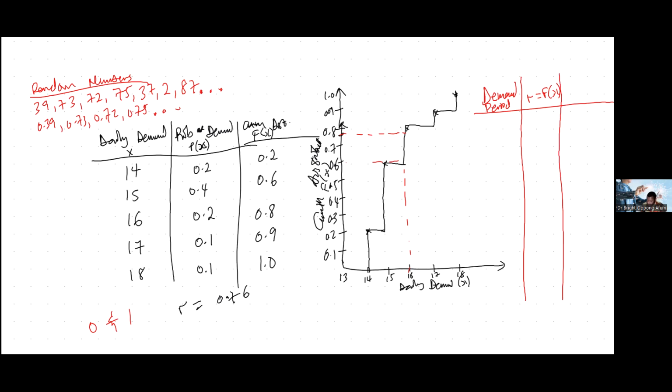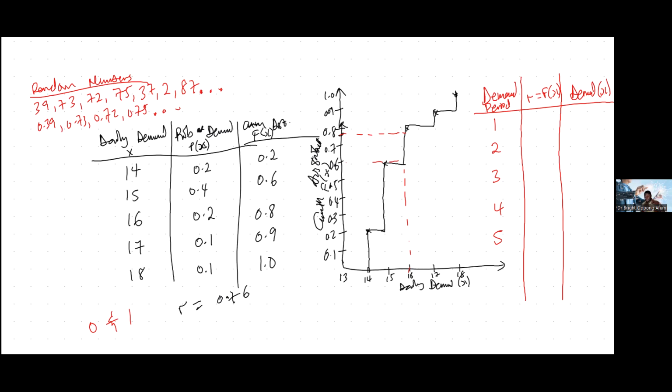Then we have the corresponding demand, which is the X, right? So assuming we are generating the first 5 demands, what will they be? The Monte Carlo technique is being used to generate the first 5 demands, the first one based on the random numbers we have.